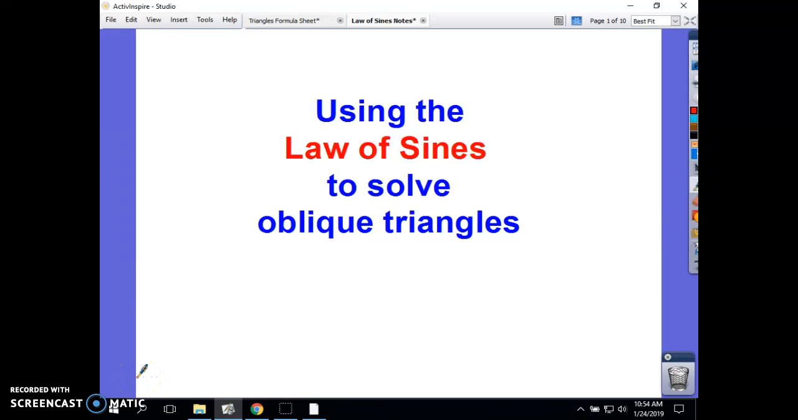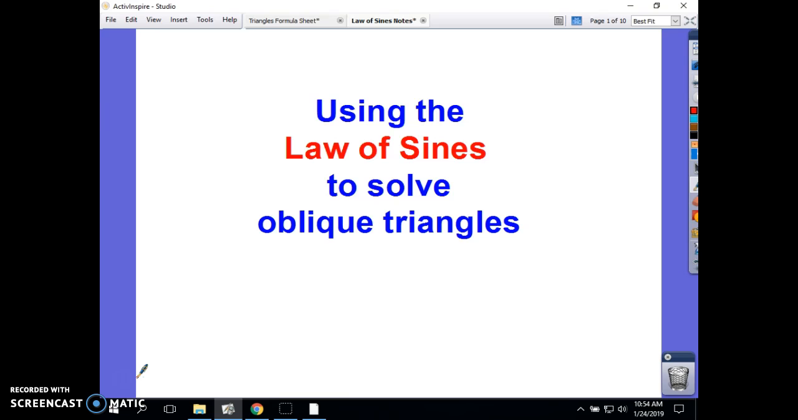Okay, so as you can see, we're going to be using the law of sines to solve oblique triangles. Now, the first question is going to be, what is an oblique triangle? And what you need to realize is that an oblique triangle is a triangle that is not a right triangle. Okay, guys, you have to understand that in the perfect world, not everything is a right triangle.